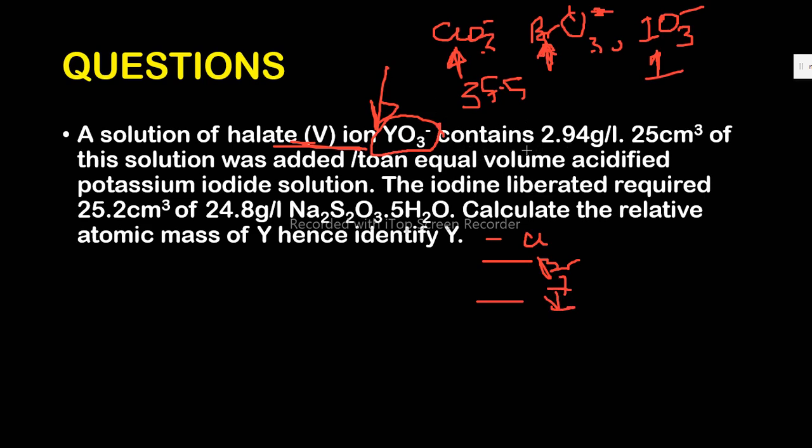So you can see it contains 2.4 grams per liter. This is the concentration, okay, of Y. Now 25 of this solution was added to an equal volume of acidified potassium dichromate.